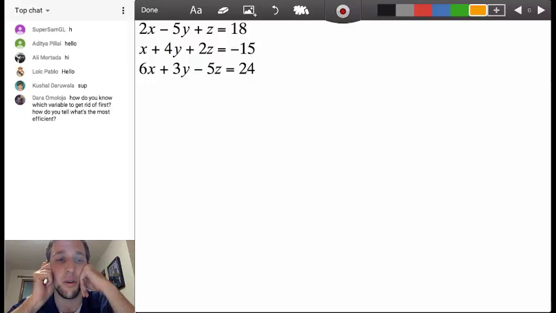But I don't think you could go really wrong with either x's or z's. Z's might be a little better because there's a negative in there, but there's also a negative 5. 5's a prime number. I don't know. I'm going to go x's. Okay, I'm going to eliminate x's.